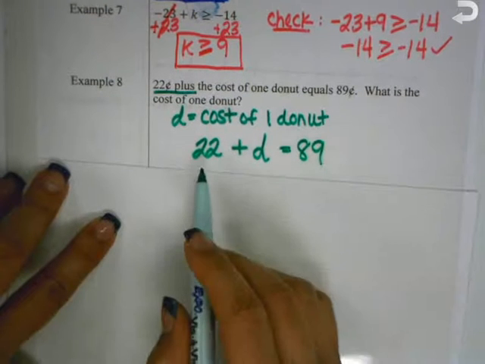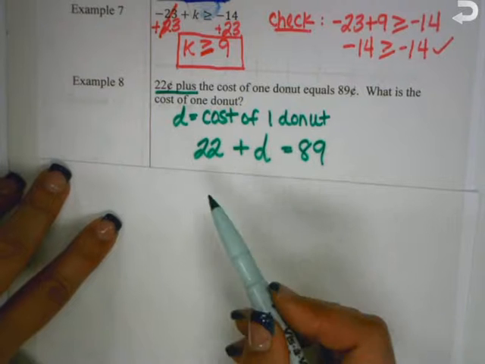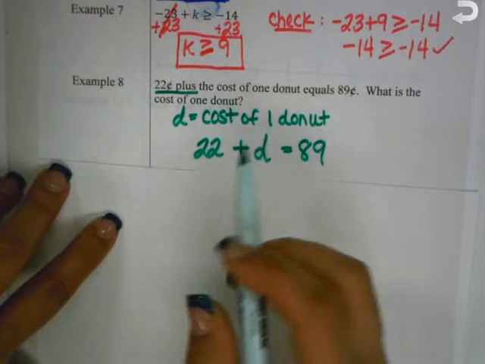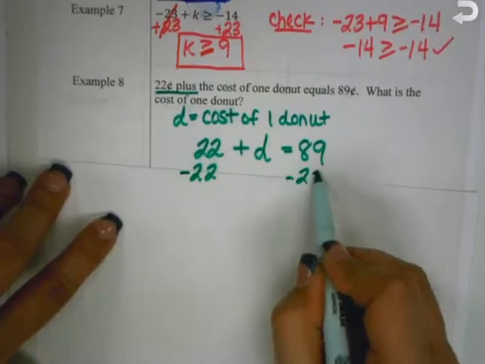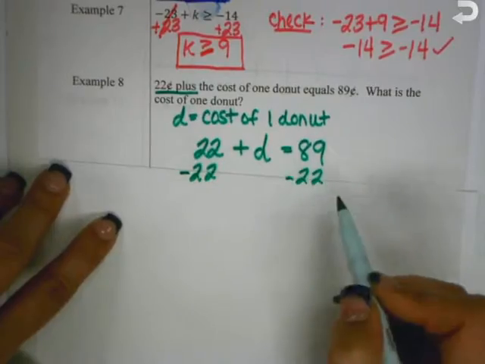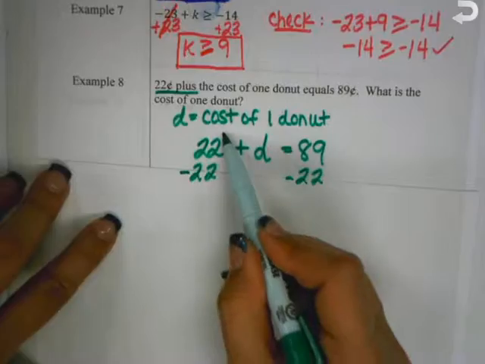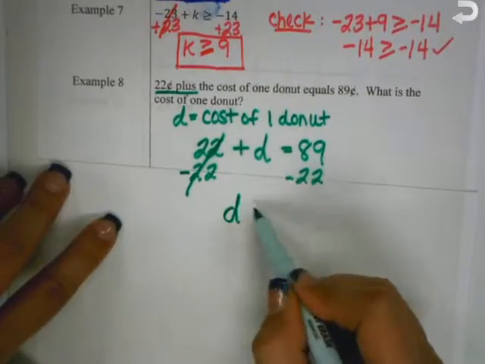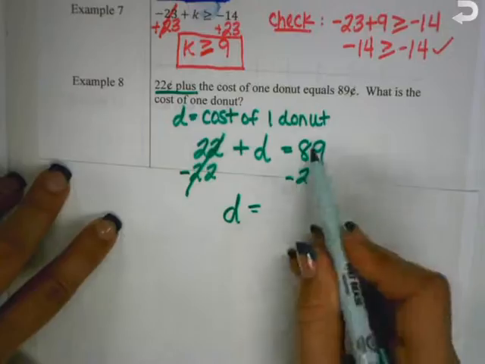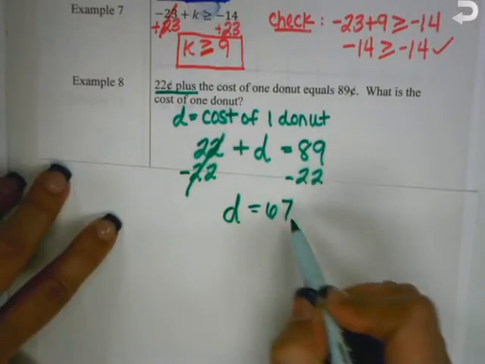I want to get D by itself, so what am I going to do? I'm going to subtract 22 from both sides, because positive 22 minus 22 gives me a big fat 0. So I'm left with D equals 89 minus 22. That's going to give me 67. So the cost of one donut is 67 cents.